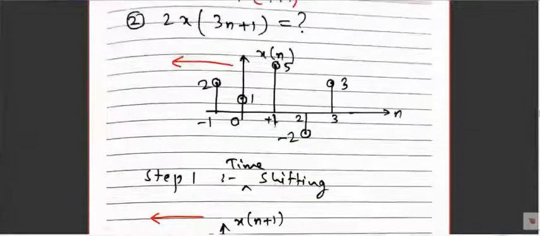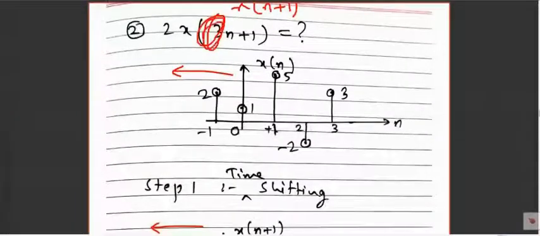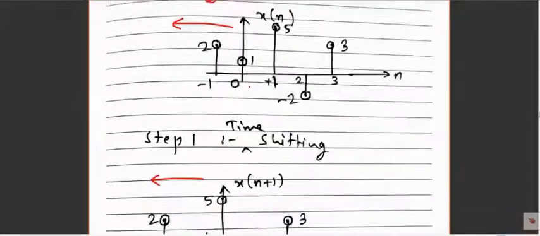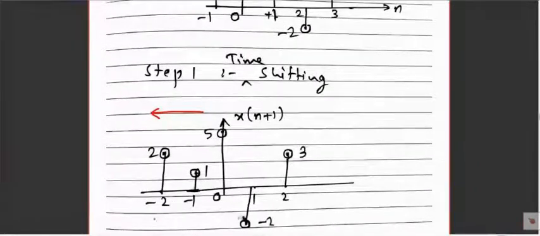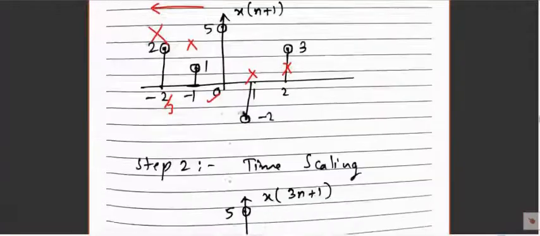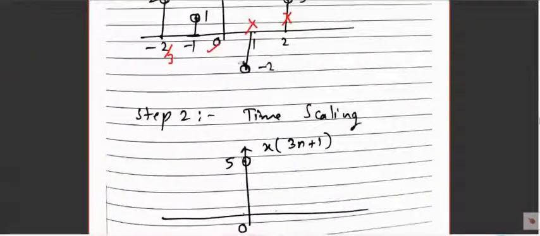After that, scaling. The factor for scaling is 3. So divide: -2 divided by 3 is -0.66, and -1 divided by 3 is -0.33, so these values will be deleted. 0 divided by 3 is 0, so this value will remain as it is. 1 divided by 3 is 0.33, 2 divided by 3 is 0.66, so these will also get deleted. So we are left with only one sample at origin. 4 samples get deleted, one sample will be there.